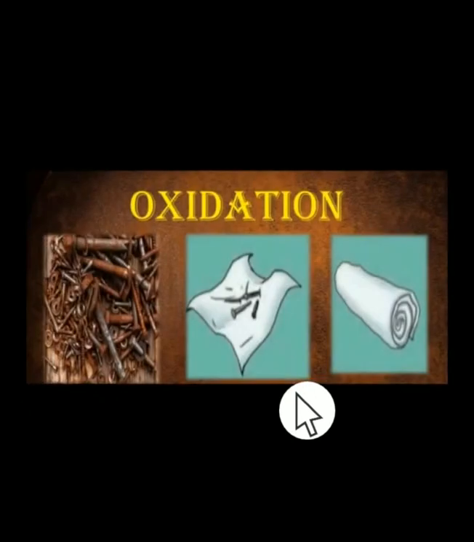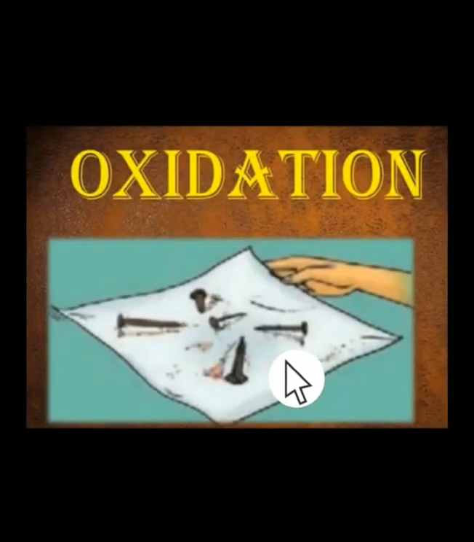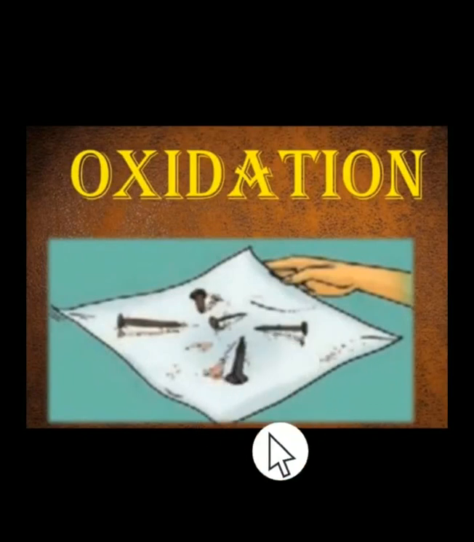Next, again we have this experiment which I had told you of, the iron nails. You have to wrap it, and then what happens? We get this kind of reddish layer. So this is the process of oxidation.